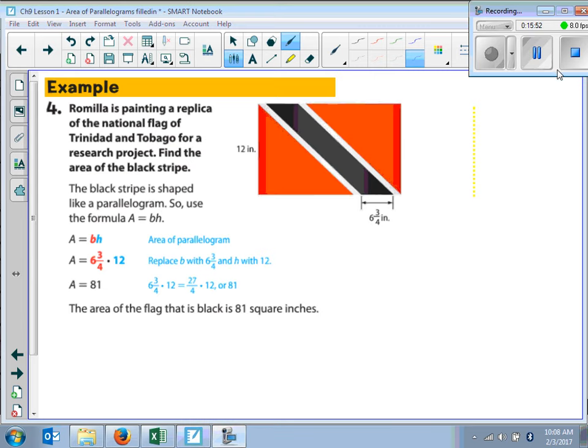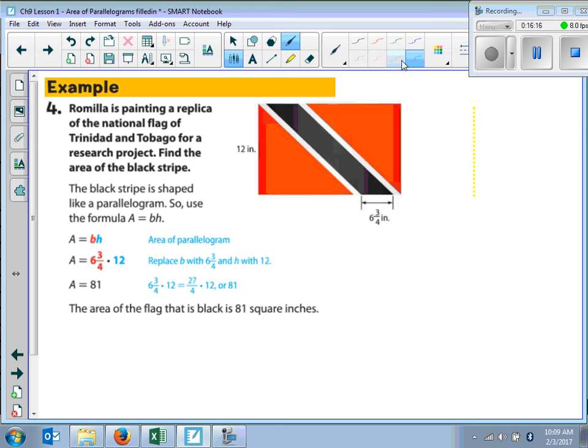Romila is painting a replica of the national flag of Trinidad and Tobago for a research project. We want to find the area of this black stripe. What shape is that? That's not a rhombus, because a rhombus has 4 equal sides. So this is a parallelogram. So again, we're going to use area is equal to base times height.